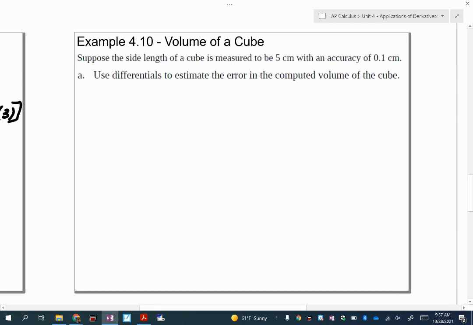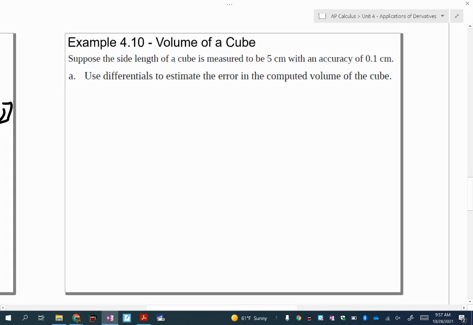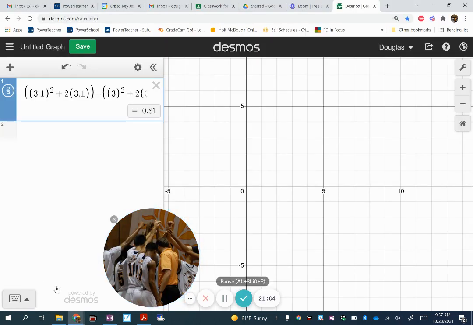Okay, now we're going to use that same idea to help us figure out some issues with computing the error in the volume of a cube. So we're going to take a little bit of a detour from here and try to figure out the relative error and the actual error and things like that. So that's what we're doing in this example right here.